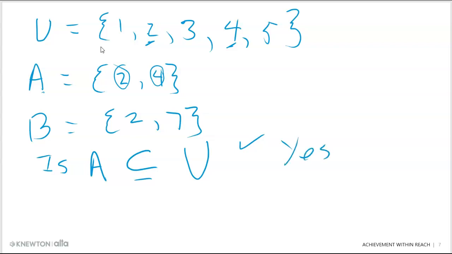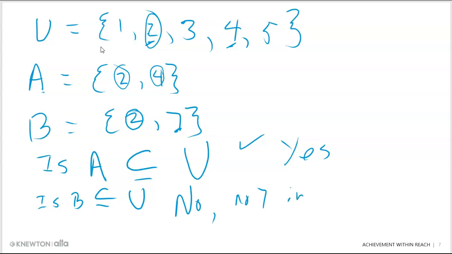But if I look at my other set, is set B a subset of U? Well, I look at set B, I have to find a 2 in U. I found a 2. I have to find a 7. There's no 7 in U, so the answer is no. For A to be a subset, everything that's in A has to show up in U. For B to be a subset, everything you have listed in B needs to also be in the list for U, and it's not. So that would be an example.